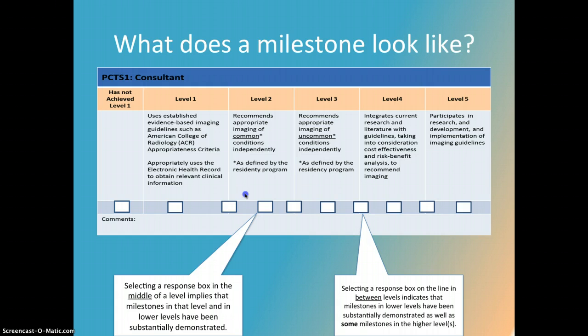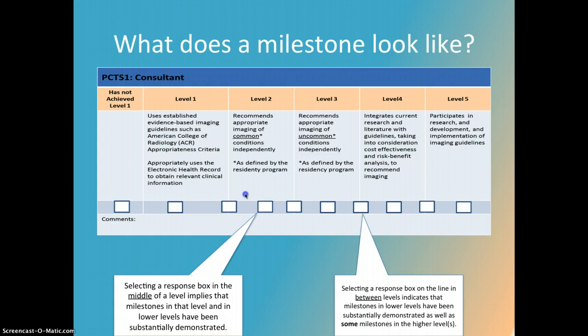Level 2, they recommend appropriate imaging of common conditions independently. Level 3, uncommon conditions independently. And level 4, they're integrating a few different factors into the consideration to recommend imaging. And at level 5, they're participating in research, development, and implementation of imaging guidelines.